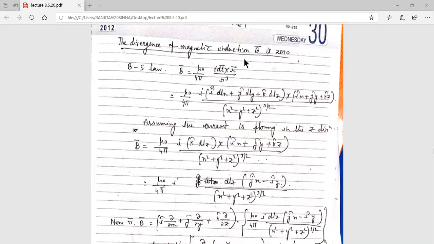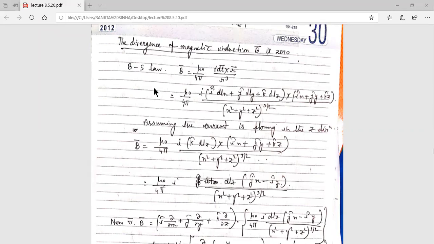The divergence of magnetic induction vector is 0. Today we will prove that the divergence of magnetic induction vector is 0, or that the magnetic field is solenoidal in nature.